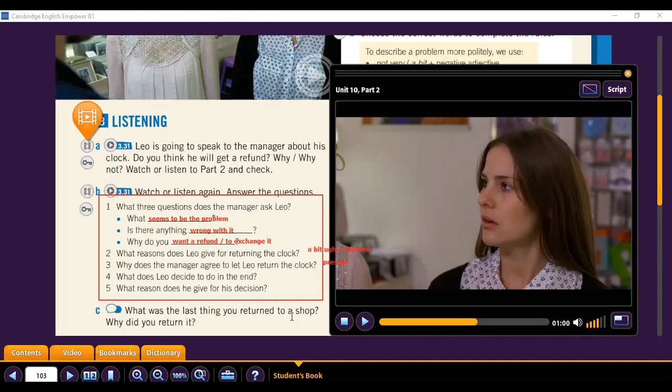So for number 4, what does Leo decide to do in the end? ¿Qué decidió al final? Very good, Samantha. He decided to keep the clock. At the end, he decided to keep the clock. Maybe because he didn't like anything he saw in that shop, right? What reasons does he give for his decision?